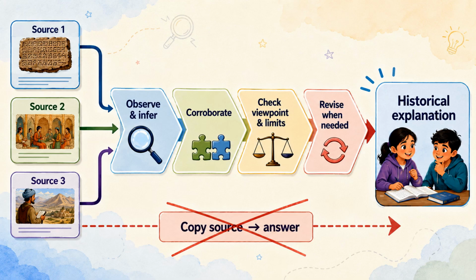Each gate answers a different problem. Observation protects against confusing guesses with visible facts. Corroboration checks whether independent sources support the same point, and perspective or bias helps explain different emphases. Gaps and contradictions show where claims need limits, while revision keeps explanations connected to improved evidence. Different accounts therefore make careful reasoning necessary, not impossible.